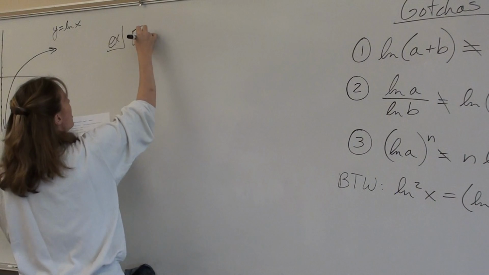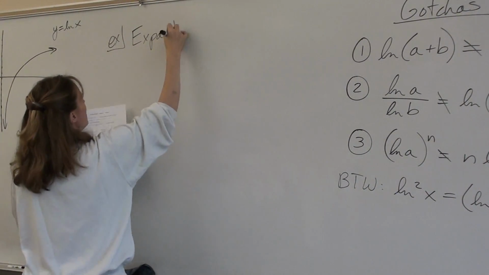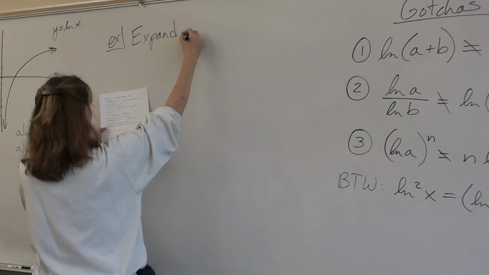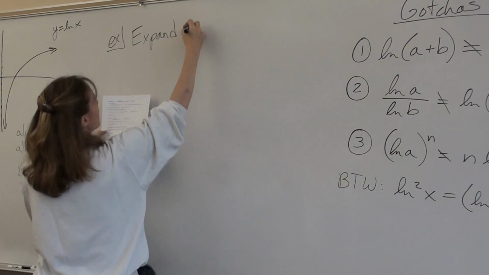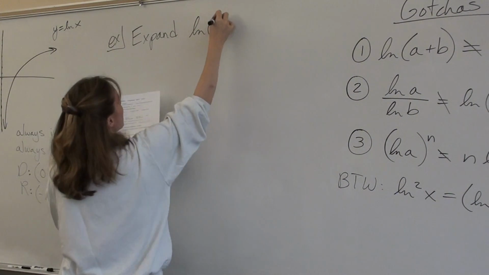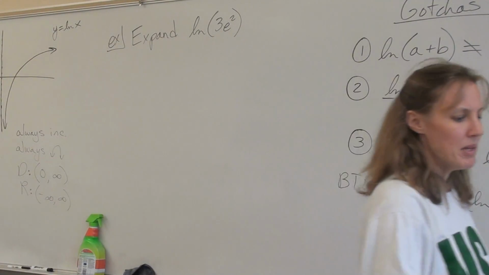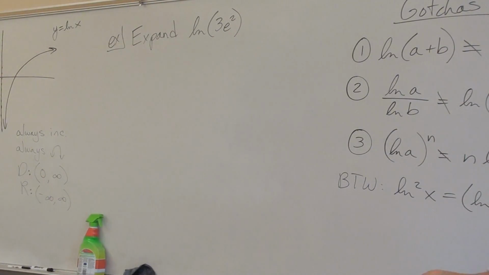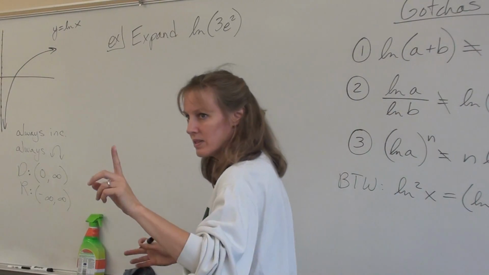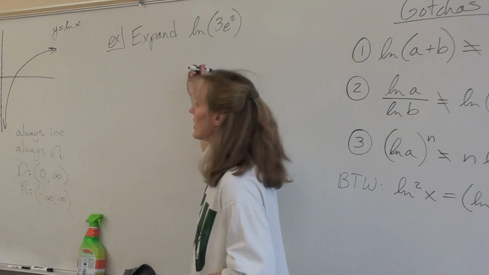Okay. When you are expanding, that means you're breaking the log apart. So when we expand, natural log of 3e squared, what that means is you want to write this as a sum or difference of logs. Everyone take 10 seconds and see if you can break this up properly.